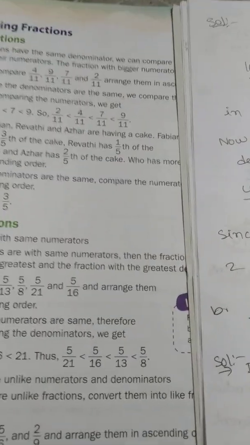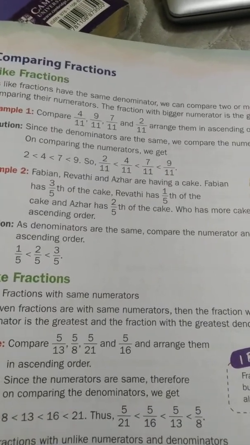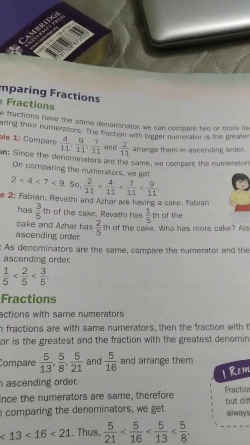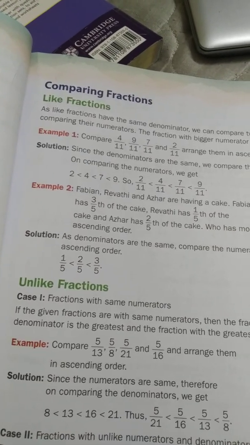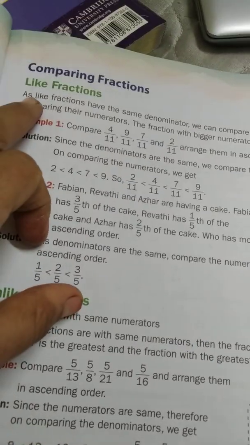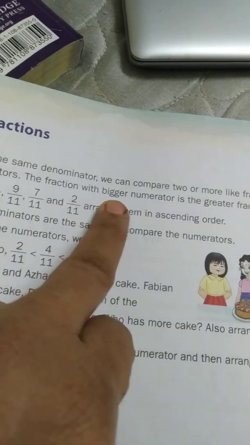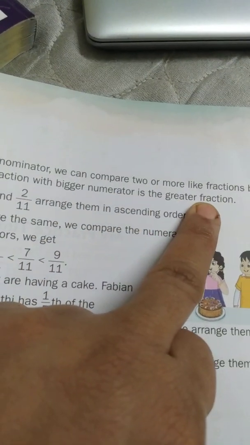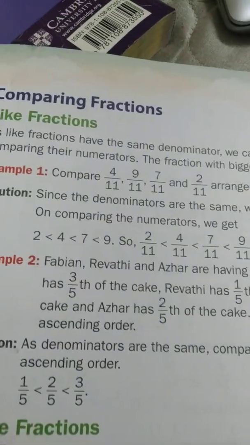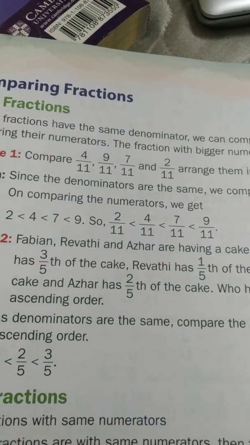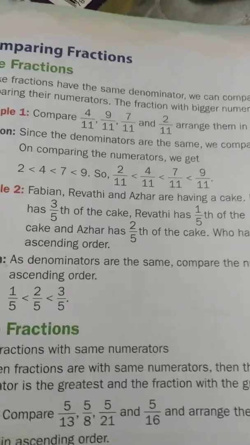Before going to that, see comparing fractions. This way you have done in 4th class also, how to find ascending order and descending order in fractions, comparing fractions. If they are like fractions, we can compare two or more like fractions by comparing their numerators. The fraction with the bigger numerator is the greater fraction. Let us see the examples. Compare 4 by 11, 9 by 11, 7 by 11 and 2 by 11. Arrange them in ascending order.